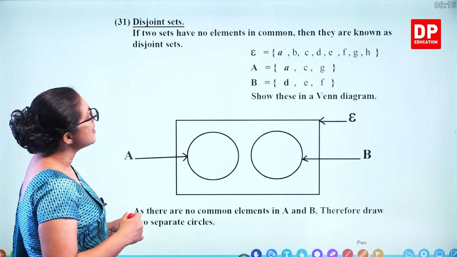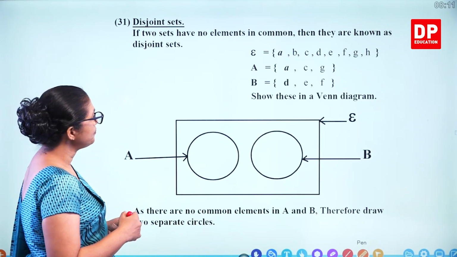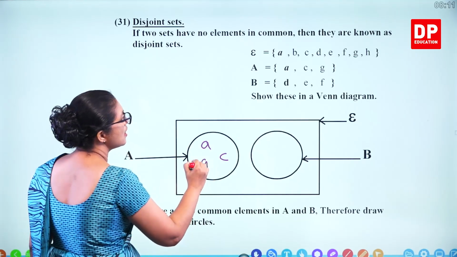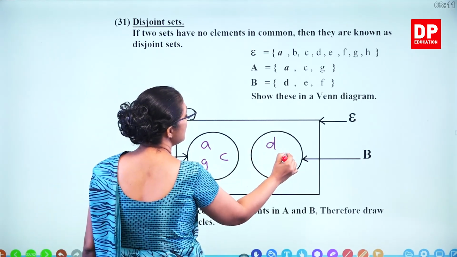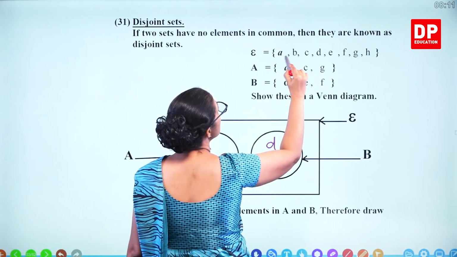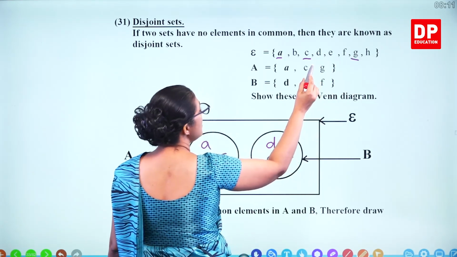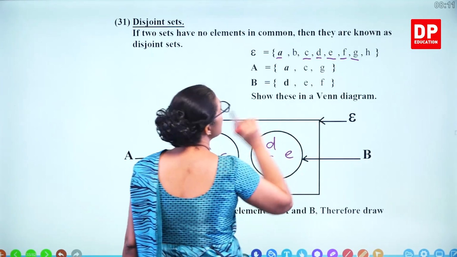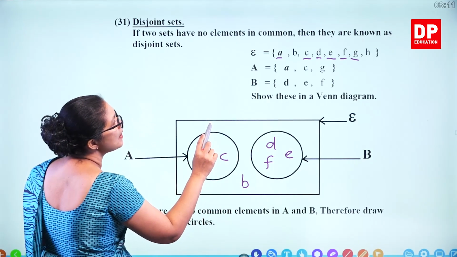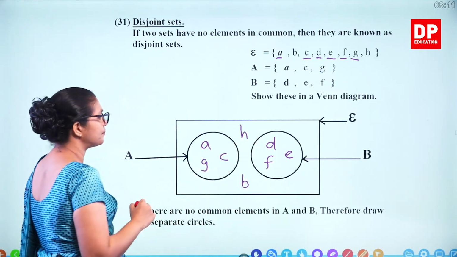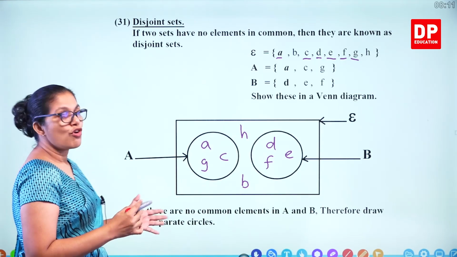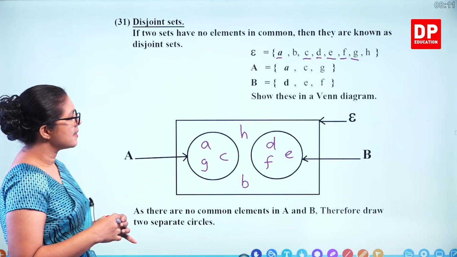You have given epsilon is A, B, C, D, E, F, G, H. A is A, C, G. B is D, E, F. What are the other ones? We have to put outside: B, H outside. So as there are no common elements in A and B, therefore we draw two separate circles.